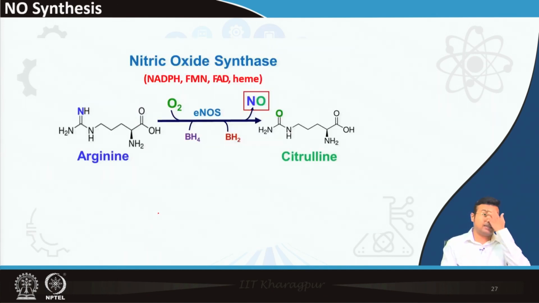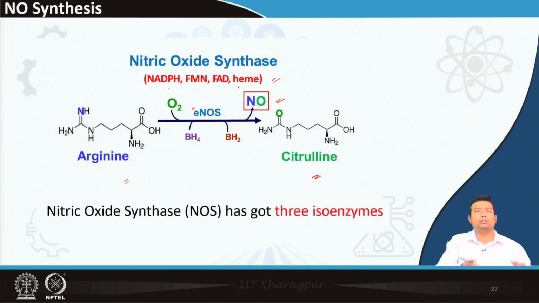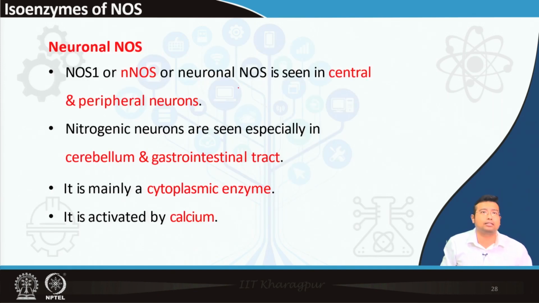So, this is the reaction where nitric oxide is synthesized. The arginine is converted to another atypical amino acid, that is citrulline, and oxygen is converted to nitric oxide. Why it is eNOS? I will tell you very soon. And these are the cofactors: oxygen, NADPH, FMN, FAD and heme. So, this nitric oxide synthase has 3 isoenzymes. Let us discuss them one by one.